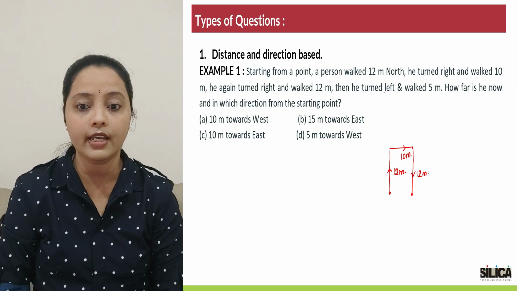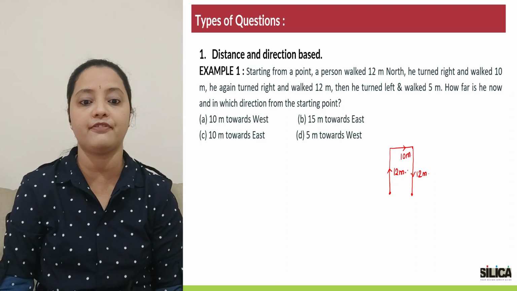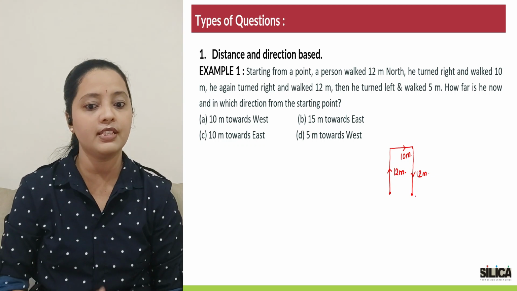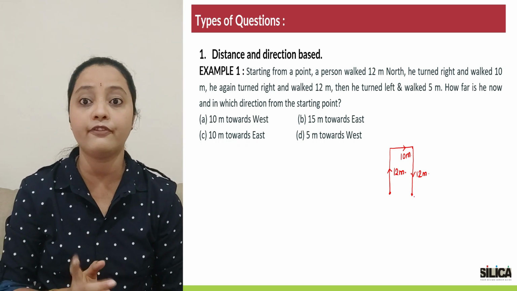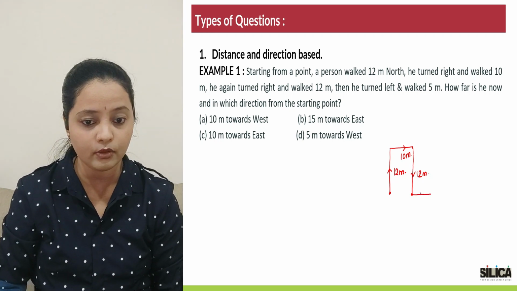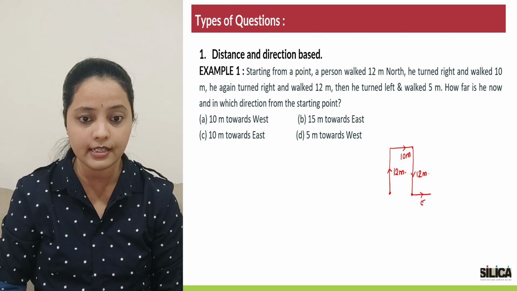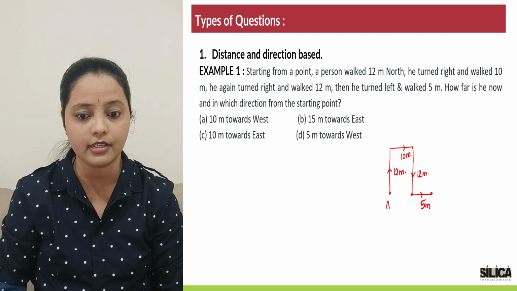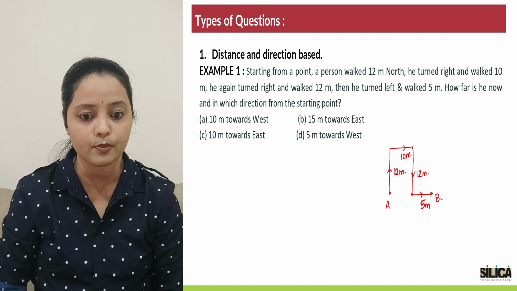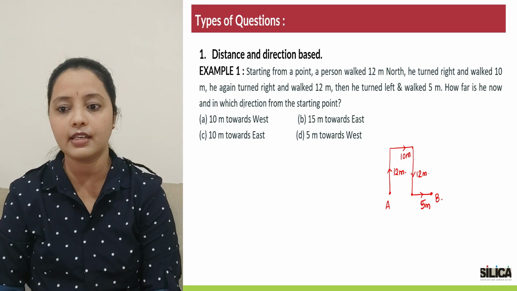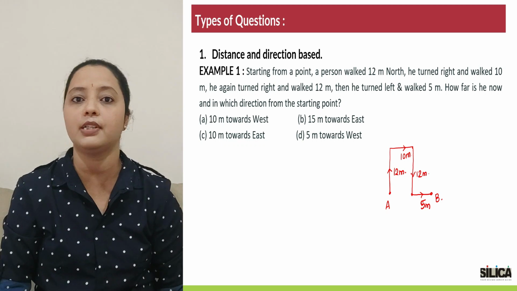Now they are again saying he turned left and walked 5 meters. If he's turning left from here, obviously when you're facing south, your left and right get interchanged. So if I'm going to the left, that means I'll go to this side. And this distance they are saying is another 5 meters. This is the ending point the person reaches. So this is point A and this is point B, that is our end point. Now what am I supposed to find? How far is he now and in which direction from the starting point?